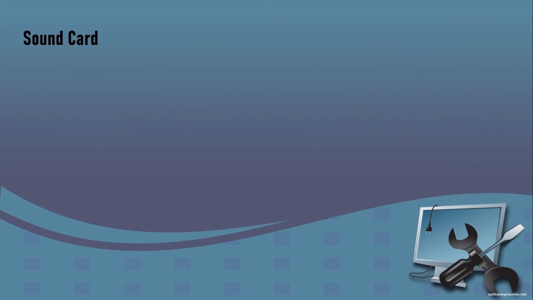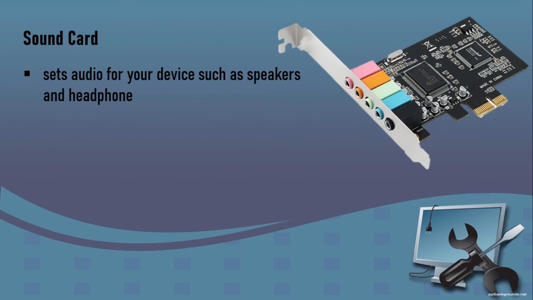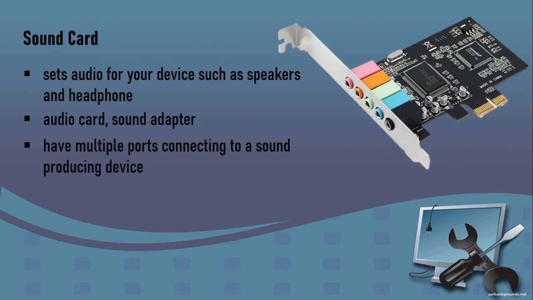Next is the sound card. What is a sound card? A sound card is an expansion card for your computer that lets it send audio data to devices like your headphones or speakers. You may sometimes see the sound card referred to as an audio card, sound adapter, or audio adapter. Rectangular in shape, the sound card has numerous connections on the bottom of it, as well as multiple ports on each side, so it can be connected to speakers and headphones.